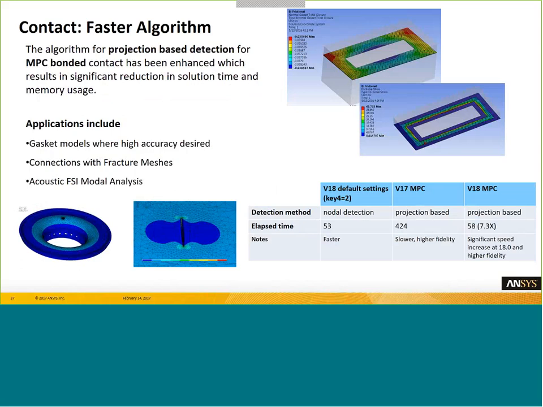So the changes in 18 around projection-based contact detection and the speed afforded by that get us pretty close to nodal detection in terms of time. We're speeding up over 7 times from where we were in 17. This gives us nearly the same speed as we'd get with nodal detection, but allows the higher fidelity of projection-based contact. So it's great for things like gasket analysis, where we need to know exactly what's going on in the interface. It's good for analysis with fracture meshes, and also things like acoustic FSI modal analysis. So lots of applications there, and a big impact for hopefully many users.